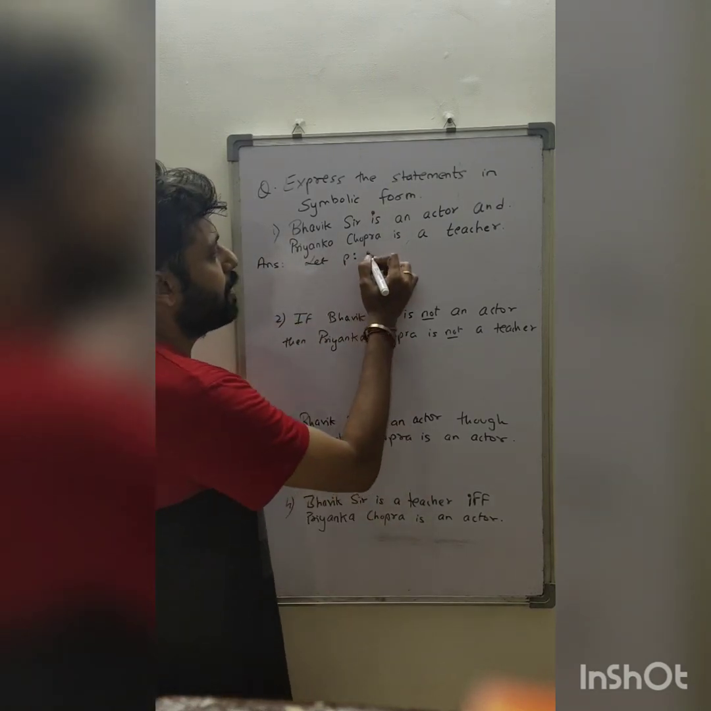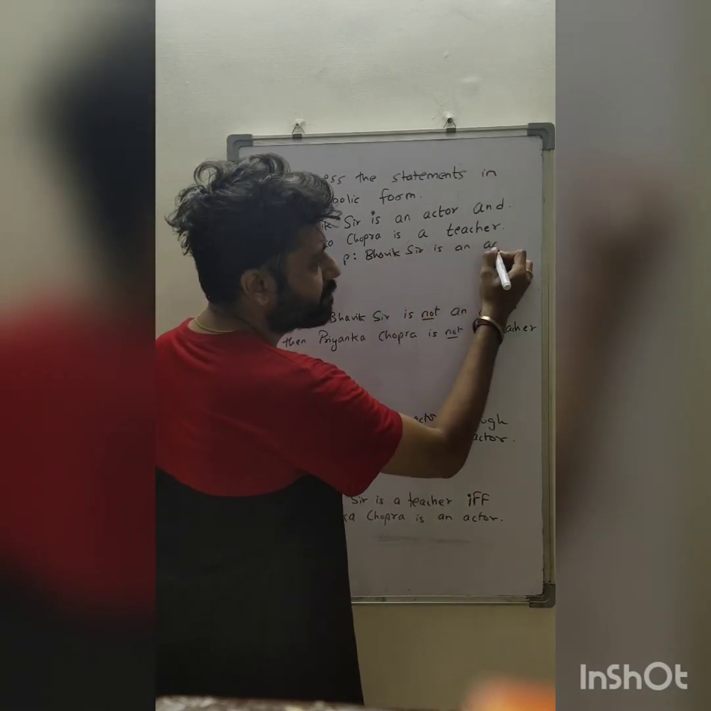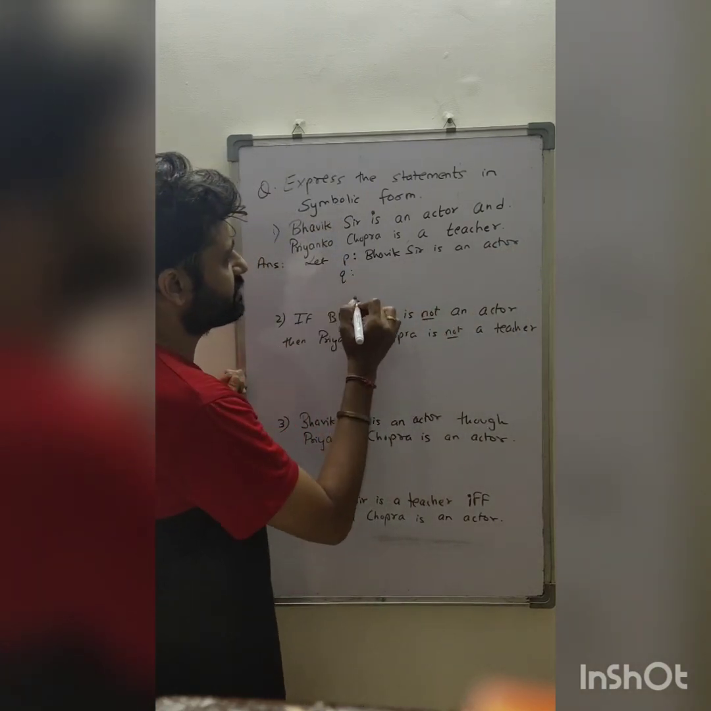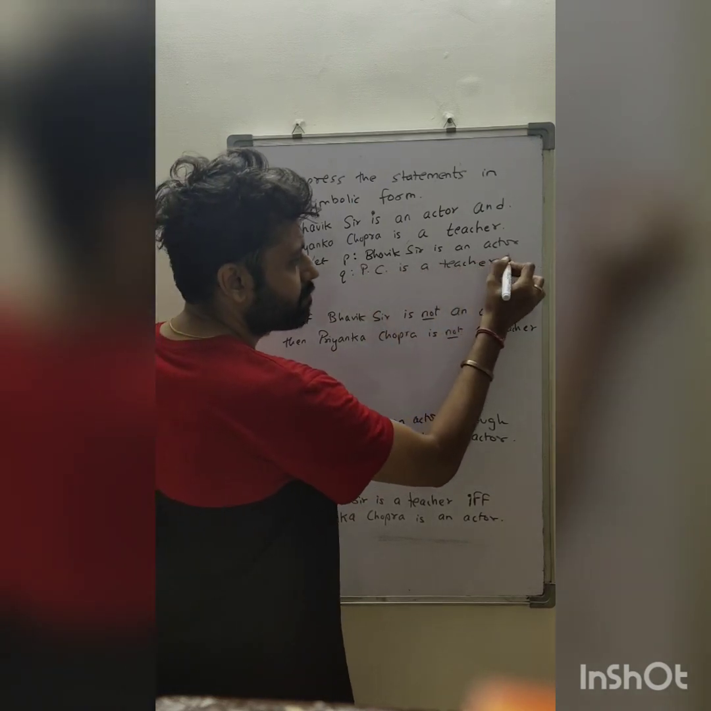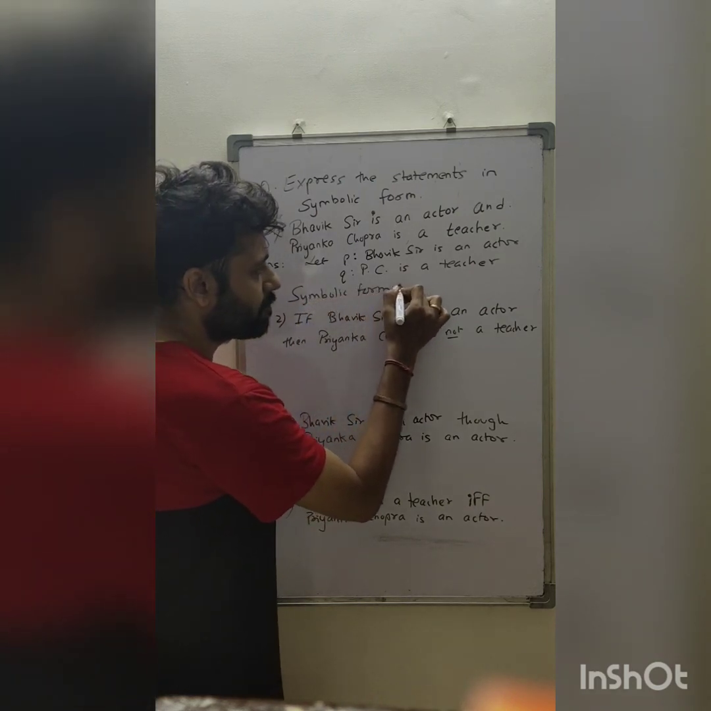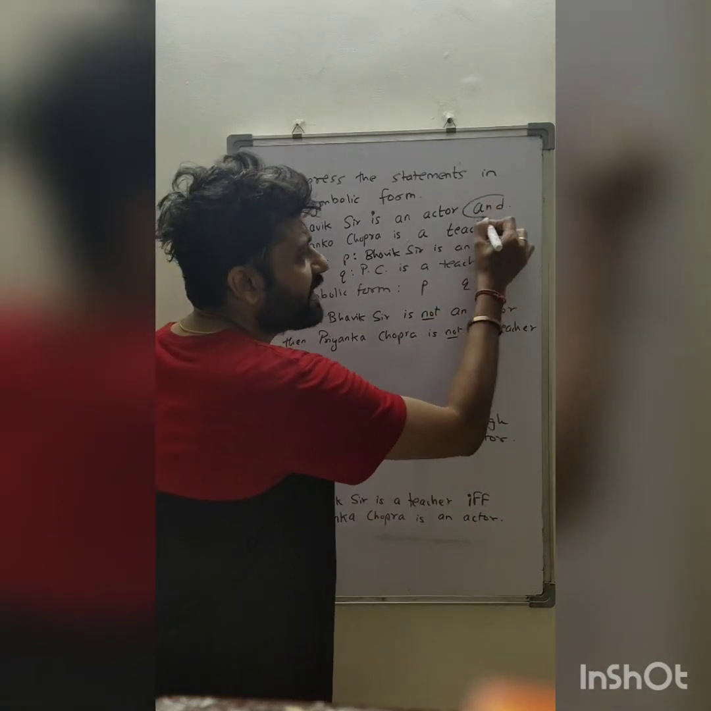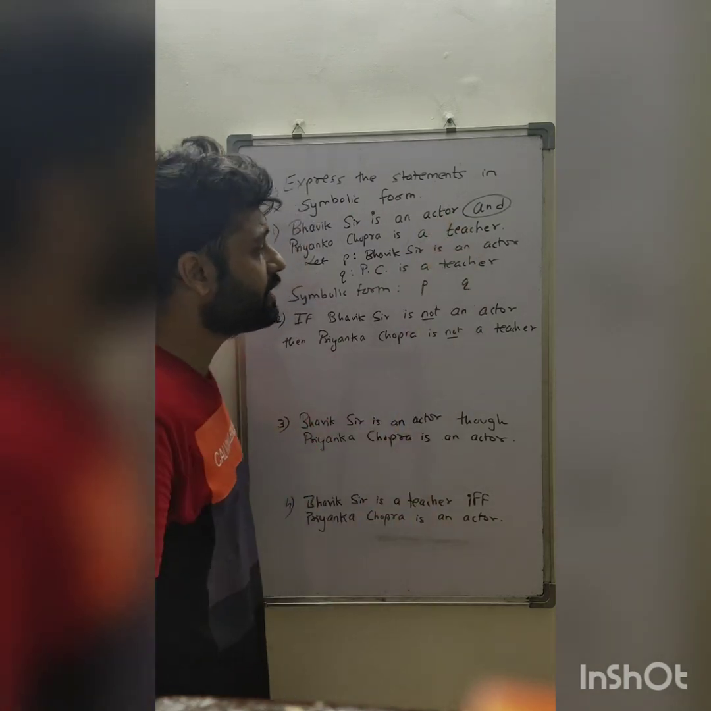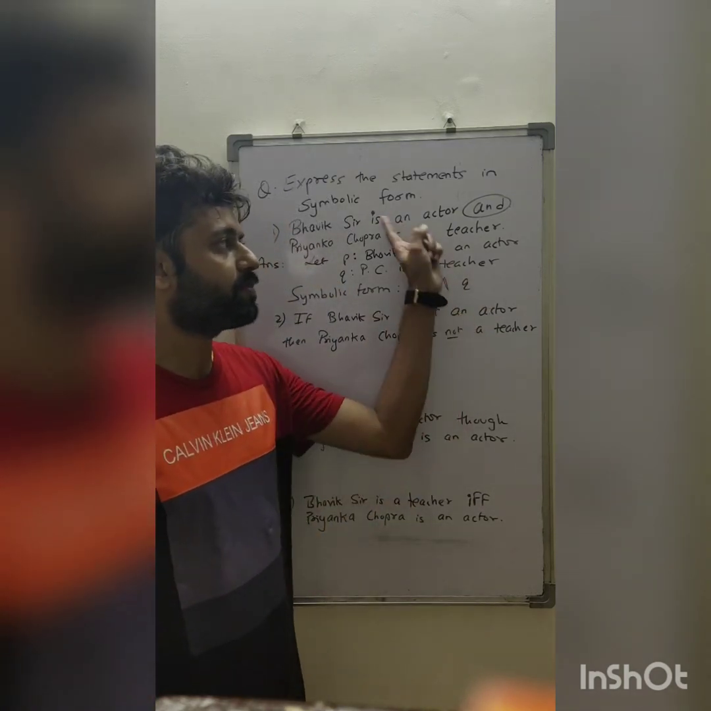Let P is Bhavik sir is an actor. Let Q is Priyanka Chopra is a teacher. Yes sir, we know how to write in symbolic form. P and Q, these are two statements which are combined. We can see the connective and. We have learned the symbol of and. This is a conjunction and we write it this way. This is the symbolic form of the given statement.